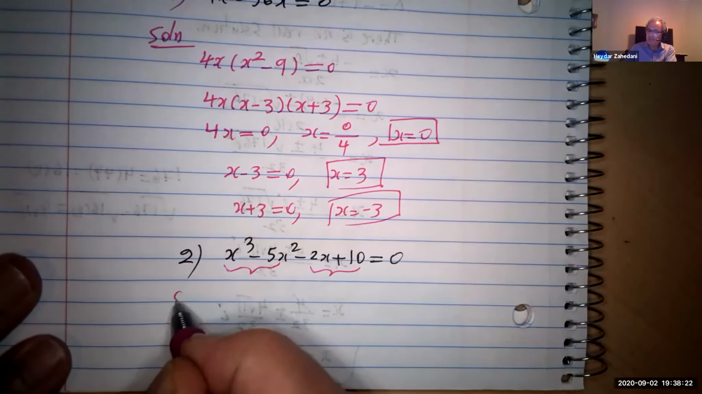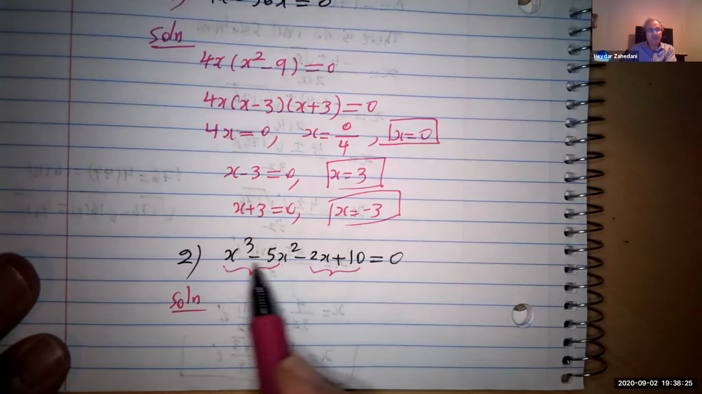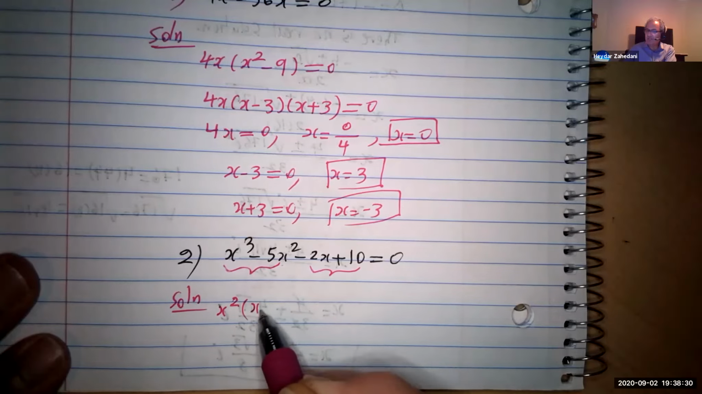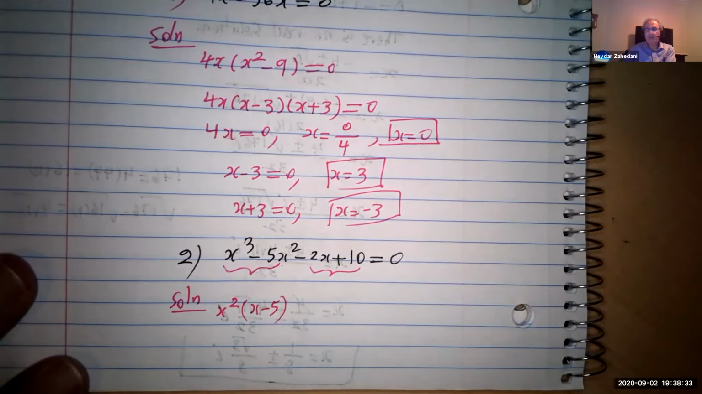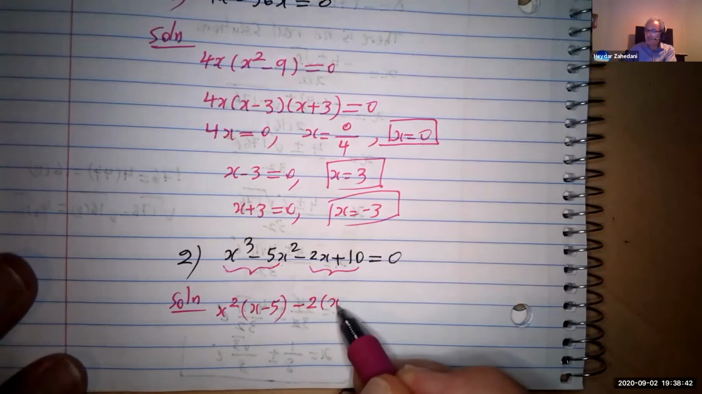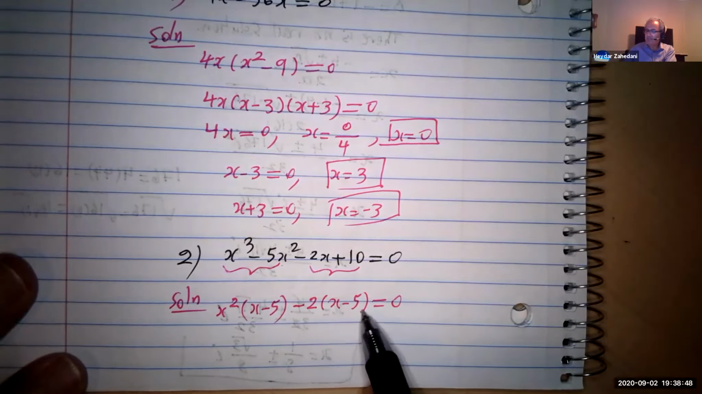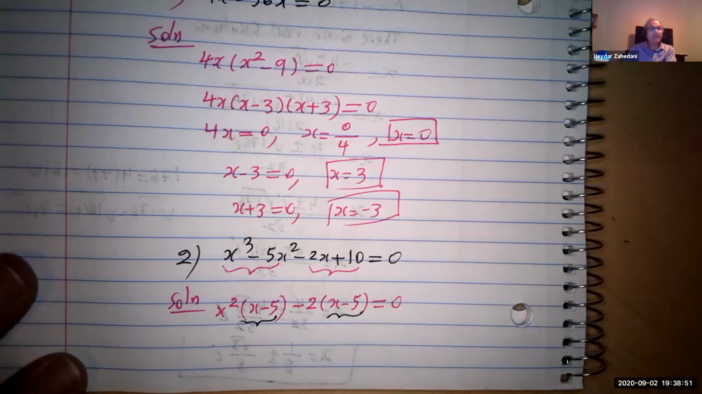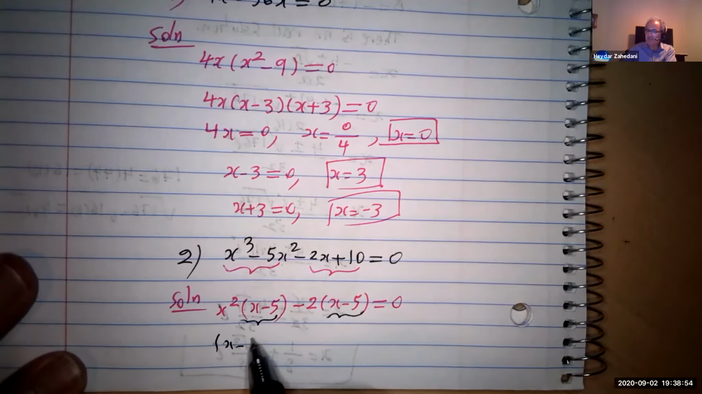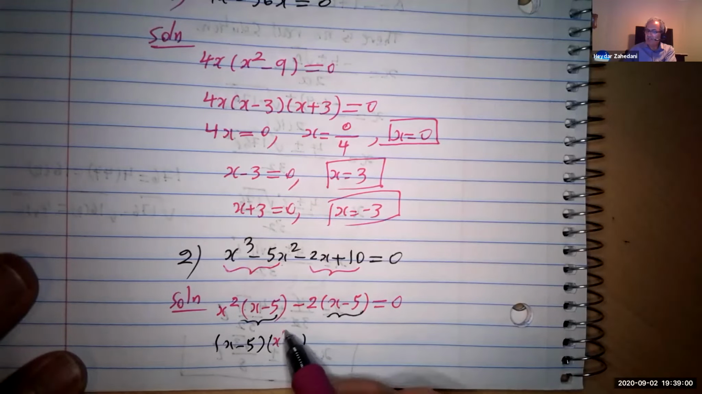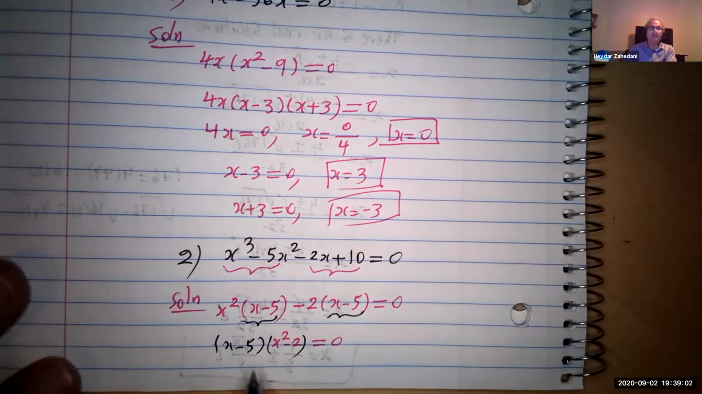Okay, so the common factor between these two would be x squared. So we pull out the x squared. The leftover is going to be x minus 5. Then for negative 2x, you pull out the negative 2. So that gives you x minus 5. As you can see, you have a new factor. So the common factor, you pull it out, x minus 5 times the leftover. The leftover is going to be x squared minus 2 equal to 0. Any question?